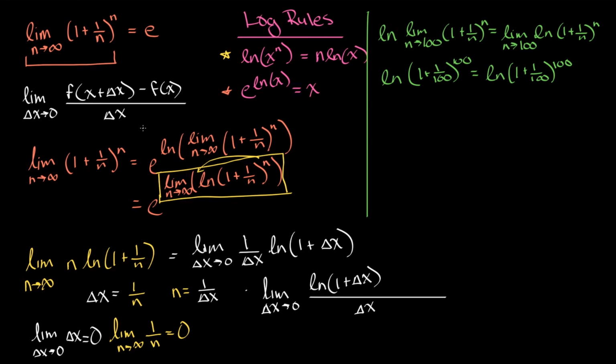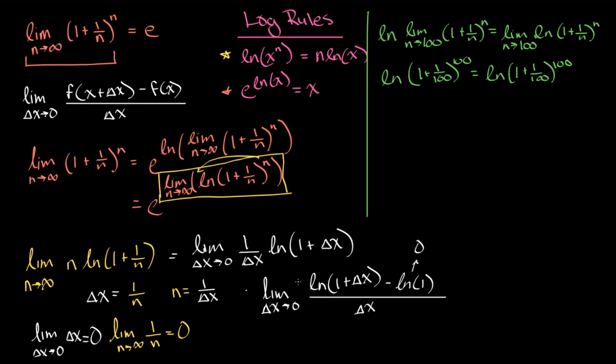The only thing that we're missing is this f of x. What is f of x? Well, if you do some pattern matching, you can see that this is the natural log of 1 plus delta x, minus the natural log of 1. And why can we just add or subtract something? Well, the natural log of 1 is 0, so it's perfectly legal to add or subtract 0. So now we got it into the form that we wanted.